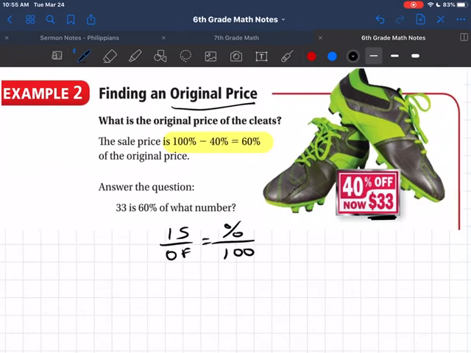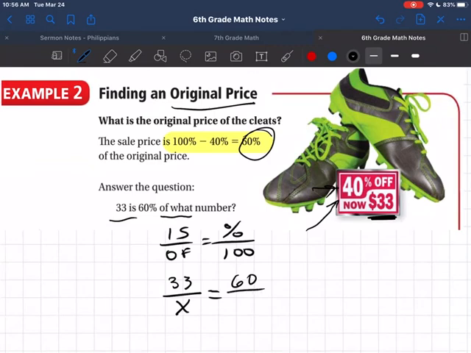Section 2. So 33 is. So 33 of what number? So of the question mark amount. And that is, don't put 40%. That's the biggest mistake, okay? Don't put 40, okay? It is this 60. 33 is 60% of what, okay? And now we're going to cross multiply.